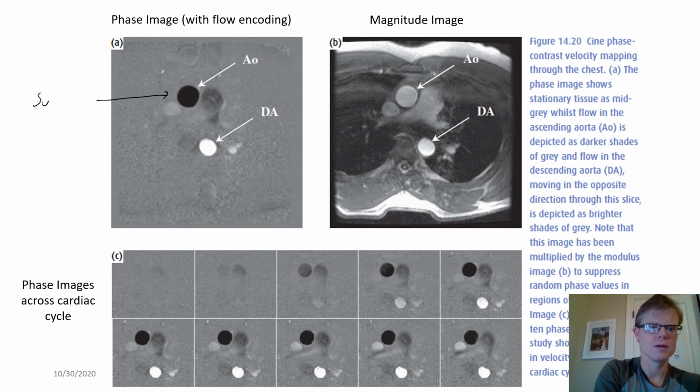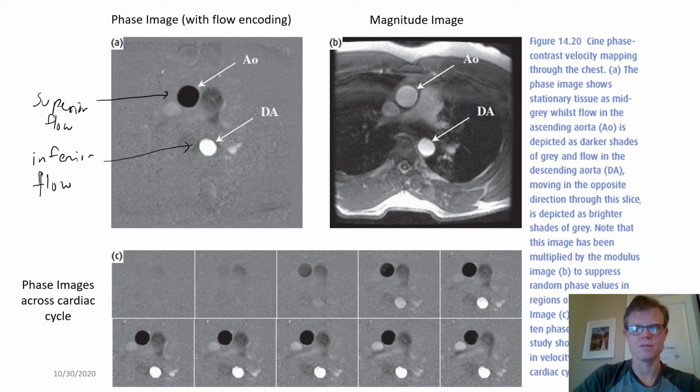I'll annotate that here. And whereas the opposite phase represents flow going in the inferior direction. And then you can see this also across the cardiac cycle images below, where there's the quiescent phase here where there's really no flow, and then the flow levels increasing as we go through the cardiac cycle.